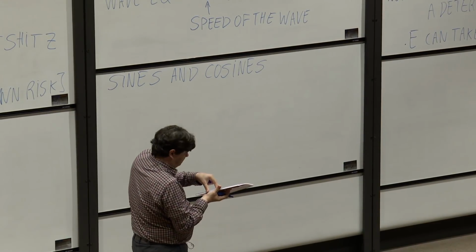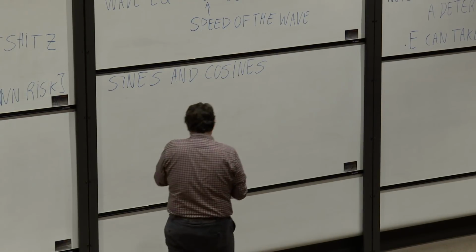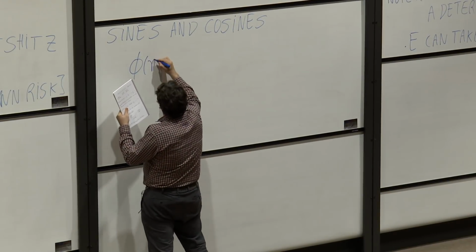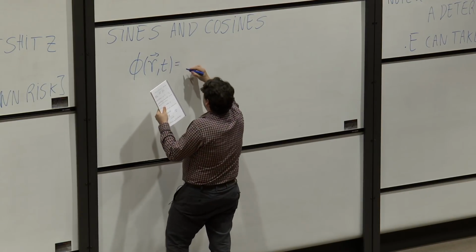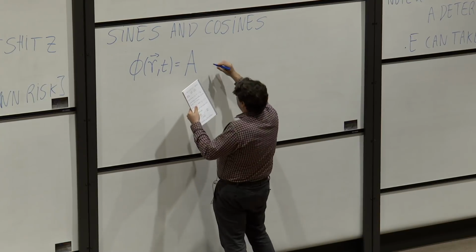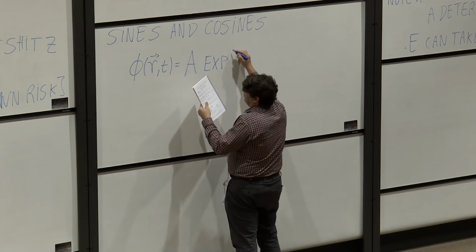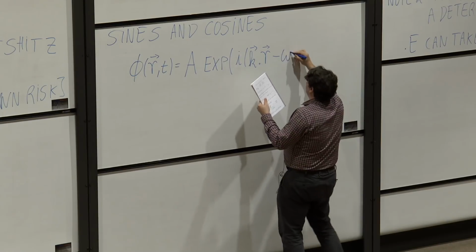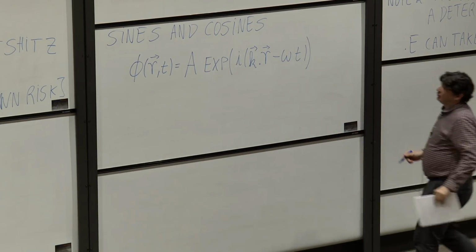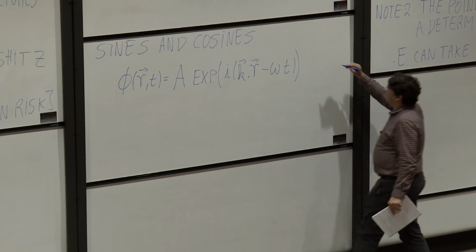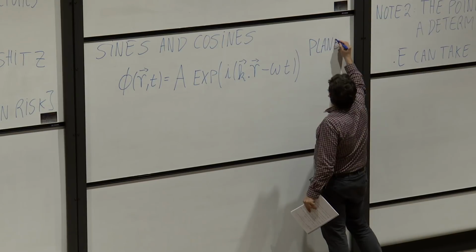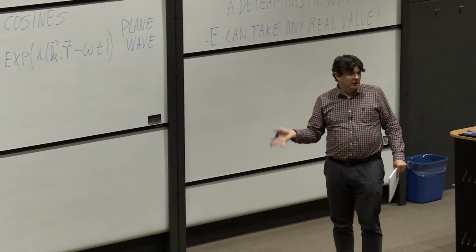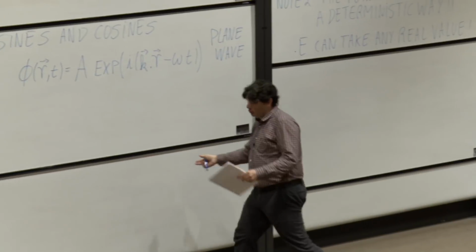And we can repackage them into the following. So phi of r and t is equal to some amplitude times the exponential of i times (k dot r minus omega t). I will tell what all these things are, okay. Now, this type of solution is called a plane wave. Notice that if you take the real and imaginary part of these plane waves, you go back to the sines and cosines that you are used to.